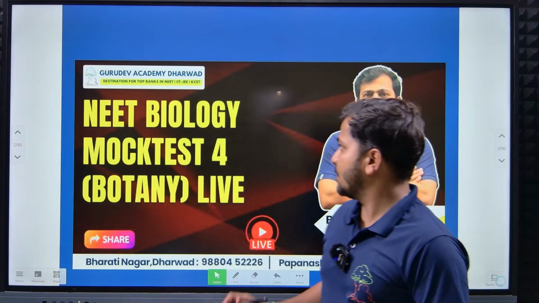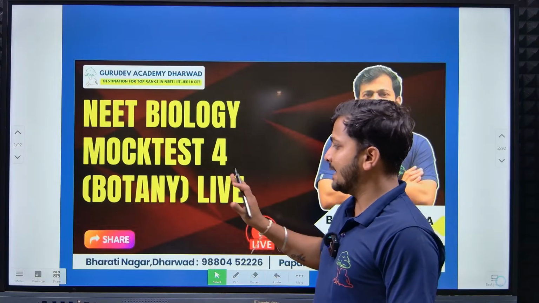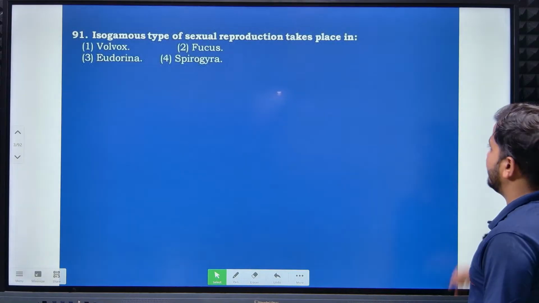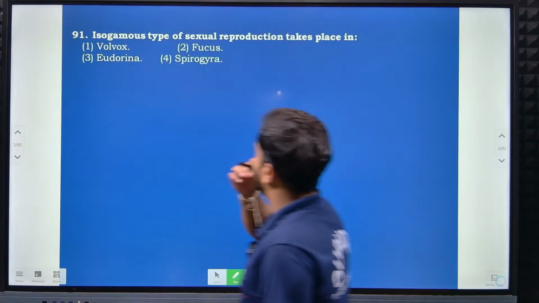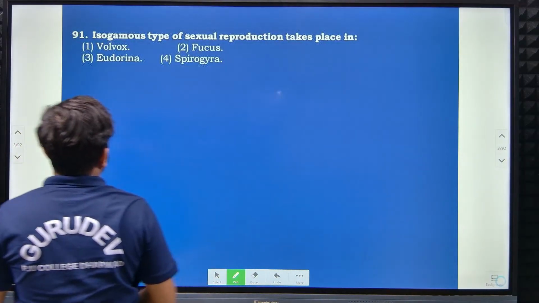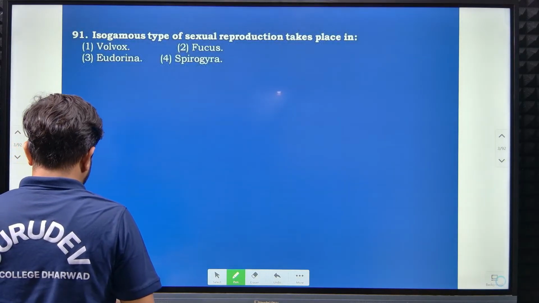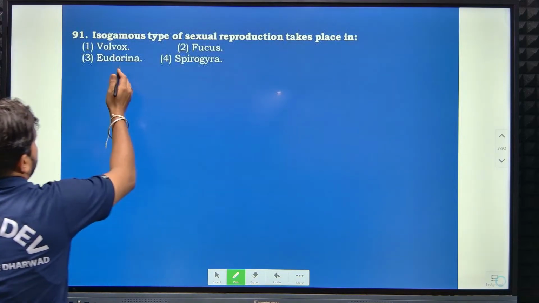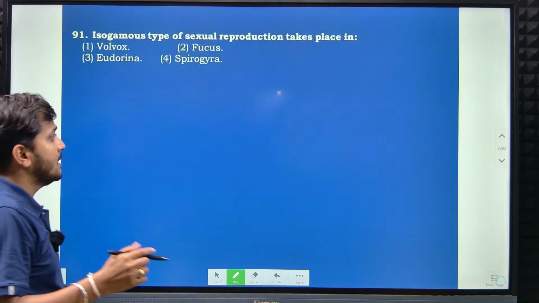So today we are going to discuss NEET biology, mainly mock test 4, the botany part of it. So we'll go ahead with a particular question here, right? If you consider isogamous type of sexual reproduction, it takes place in Volvox, Fucus, Eudorina or Spirogyra. What are they asking, right?